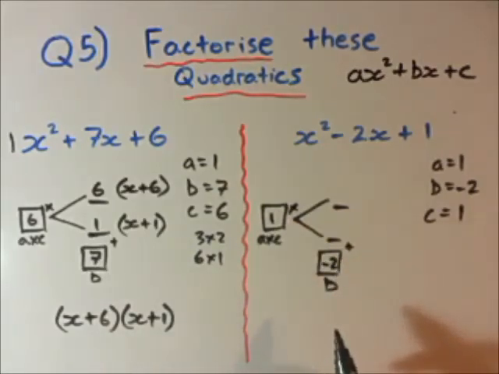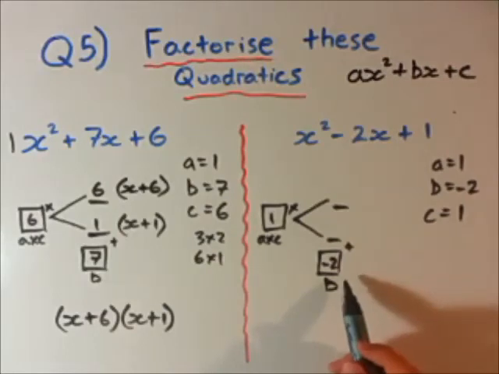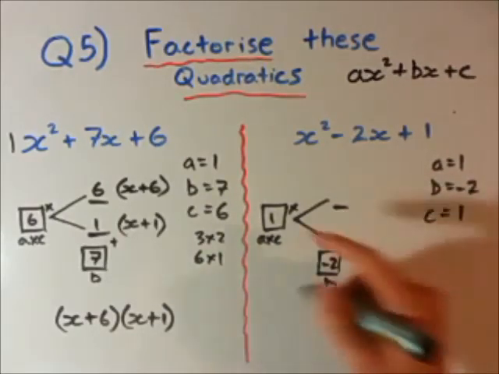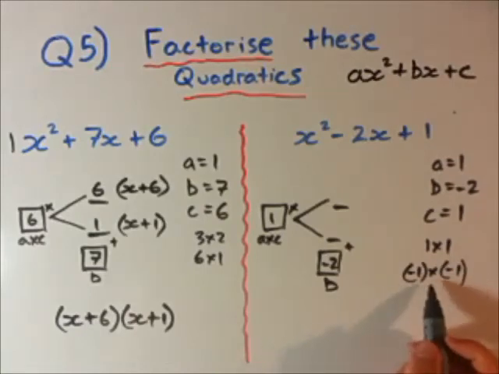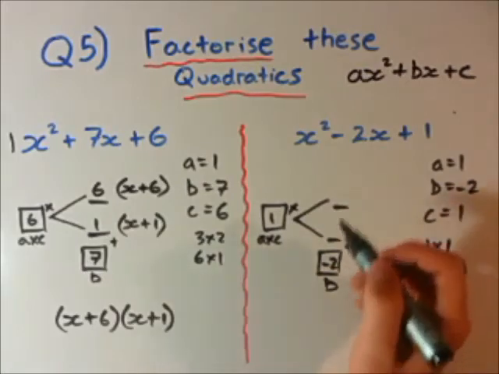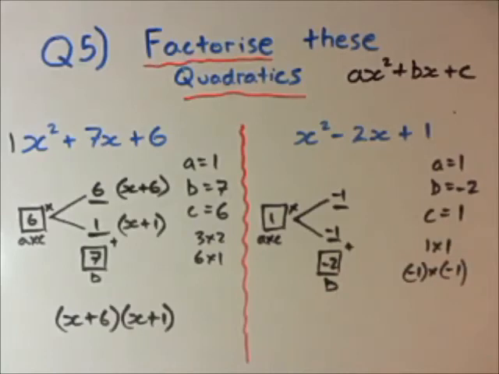So let's look at numbers that will times to give 1 and add to give minus 2. So let's look at all the numbers that times to give 1. I actually had a bit of a stumble there myself. I forgot about this one here. So if you have minus 1 times minus 1, you're going to get 1. A negative times a negative is a positive. And that also adds to give minus 2. So we're on track there.